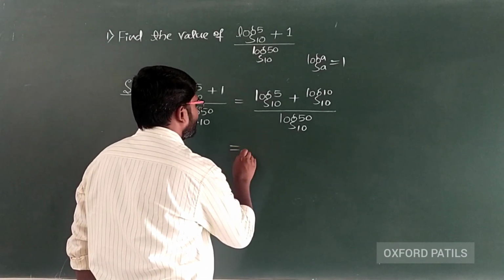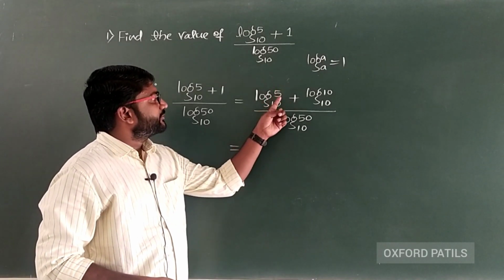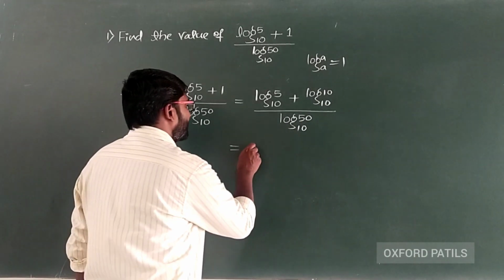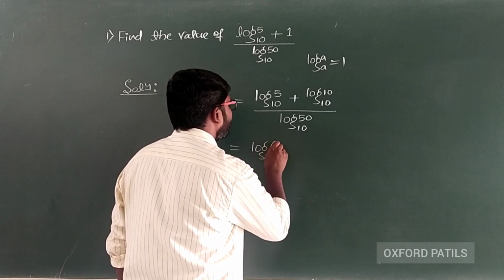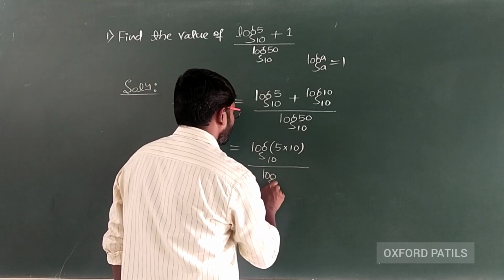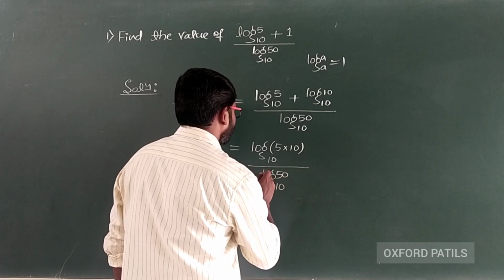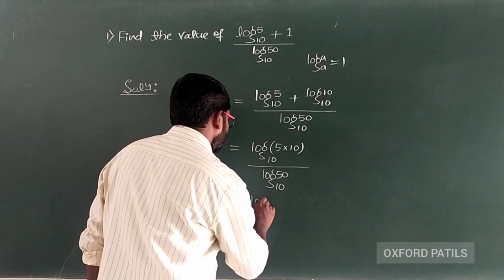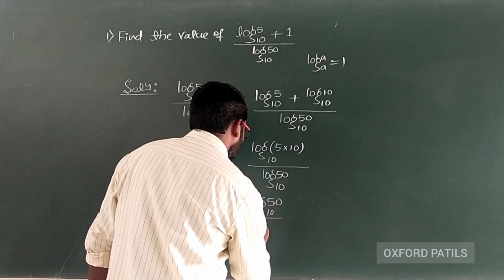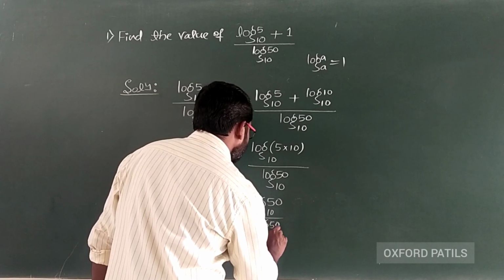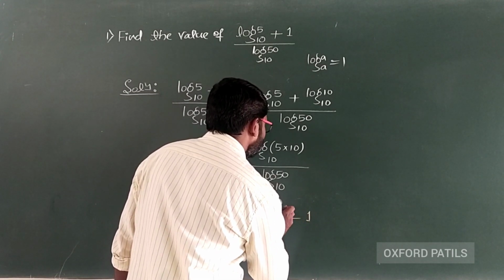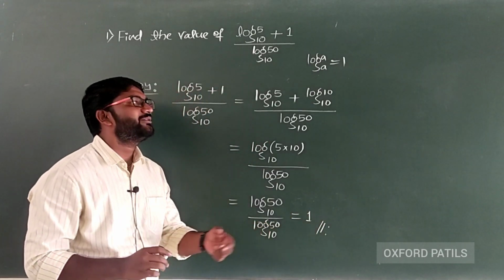Then in the next step, observe the numerator here: log x to the base a plus log y to the base a can be written as log of xy to the base a. So log of 5 into 10 to the base 10, whole divided by log 50 to the base 10. In the next step, 5 into 10 is 50, so log 50 to the base 10 divided by log 50 to the base 10. These two get cancelled, the answer is 1. This is all about question number 1. Note this down and then we'll move on to question number 2.